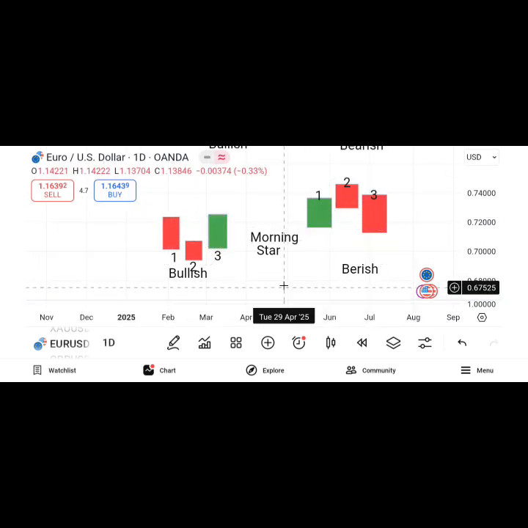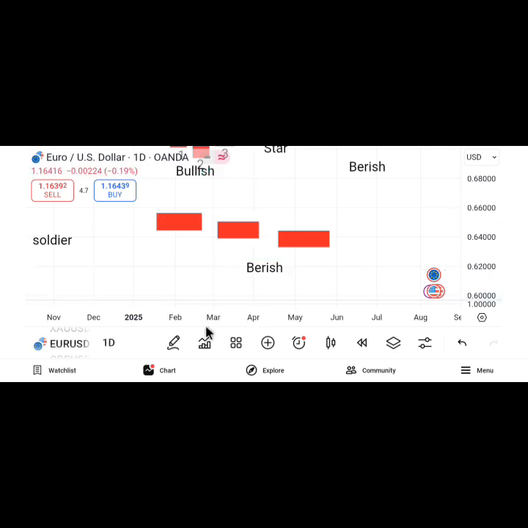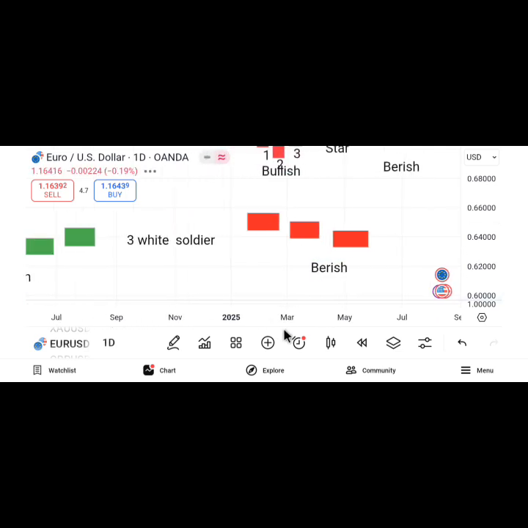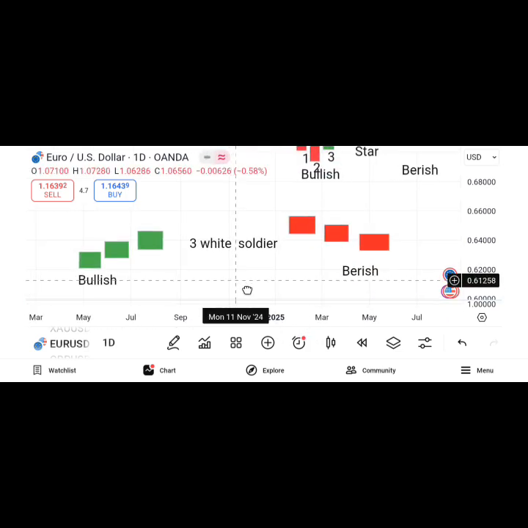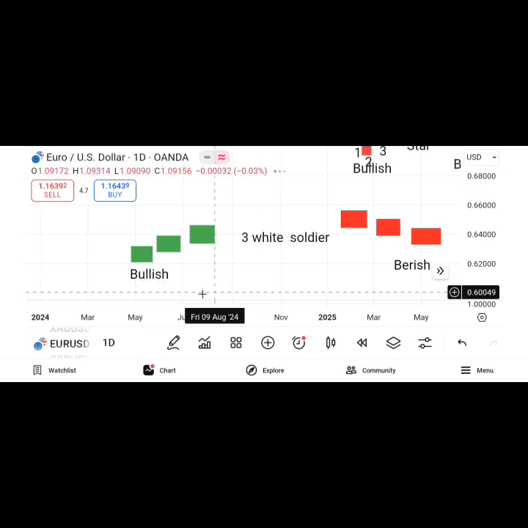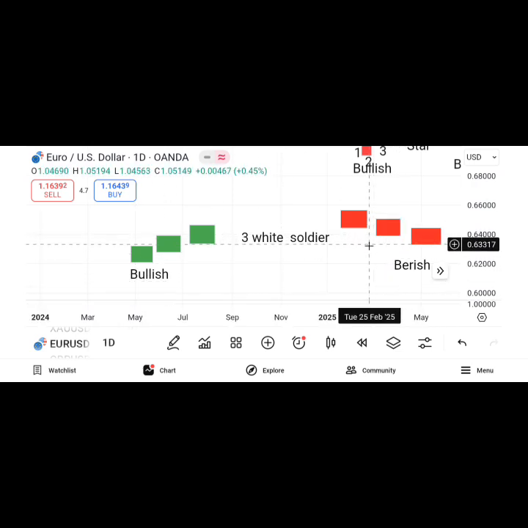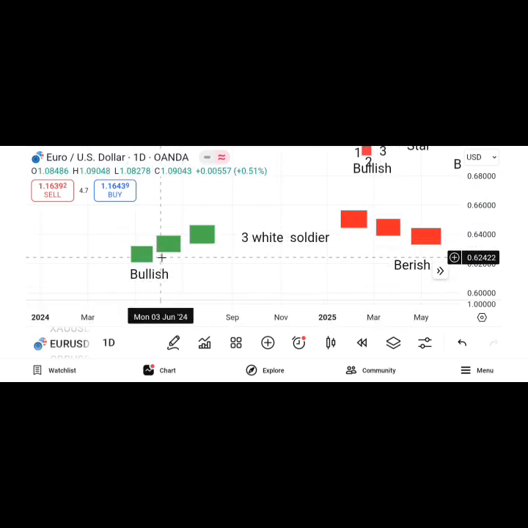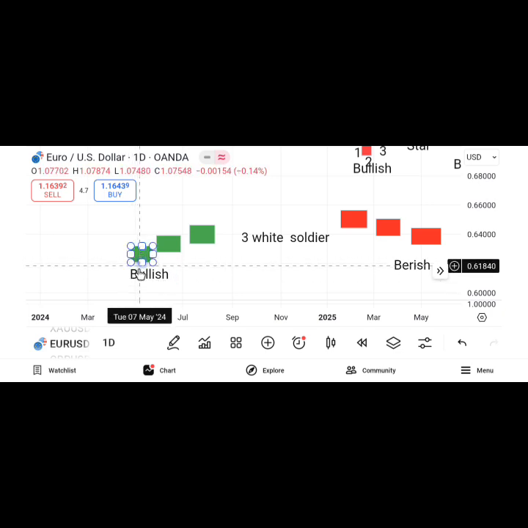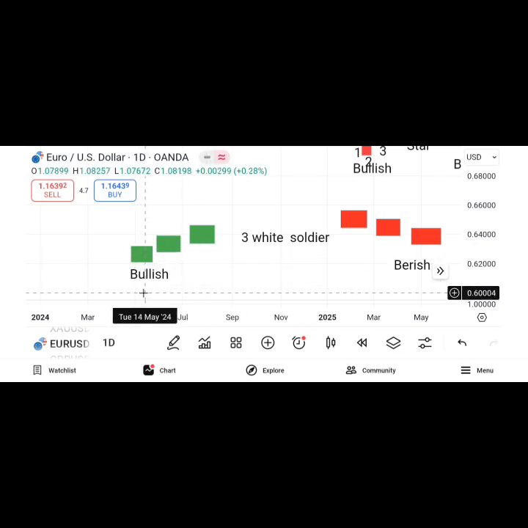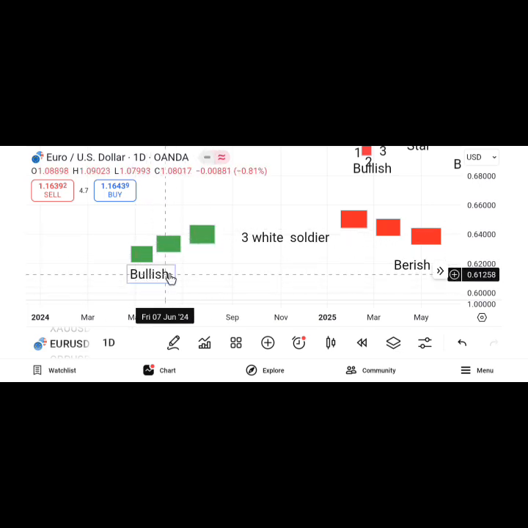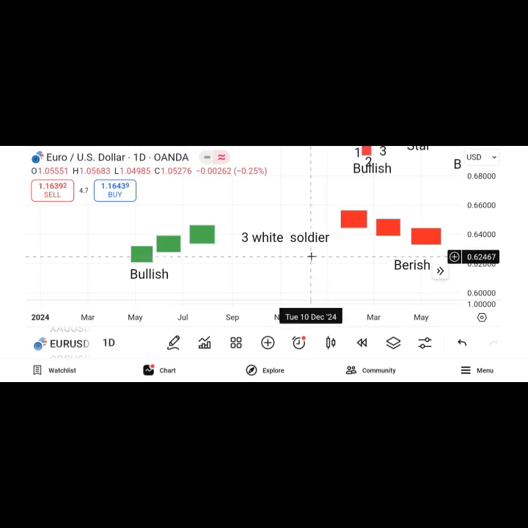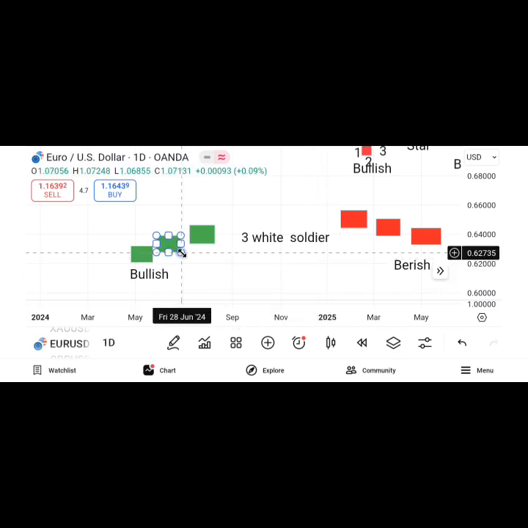So we have the next candlestick here. We have the 3 white soldiers, the bullish and bearish white soldiers. This is the bearish white soldier and this is the bullish white soldier. When you see 3 consecutive bullish candles moving bullishly, it is called the bullish 3 white soldiers. This is used for trend continuation and market sentiment.